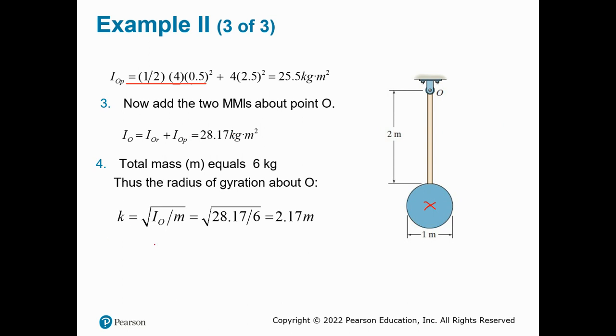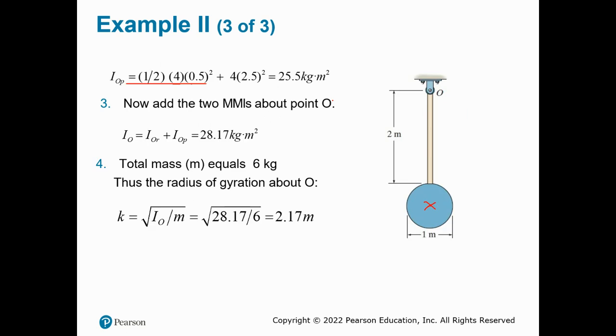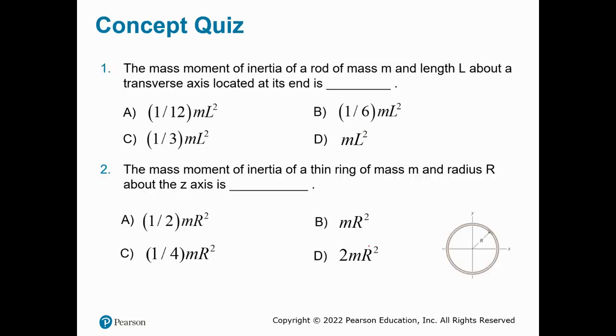Then, using this equation, I take the total MMI divided by the total mass. I have 2 kilogram for the rod and 4 kilogram for the plate, so together it is 6 kilogram. Taking the square root gives me the radius of gyration.